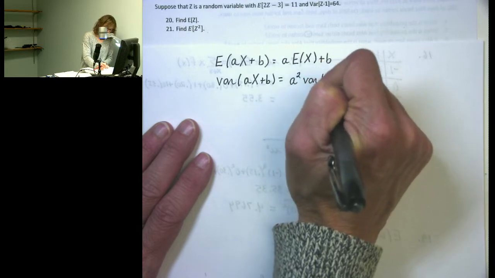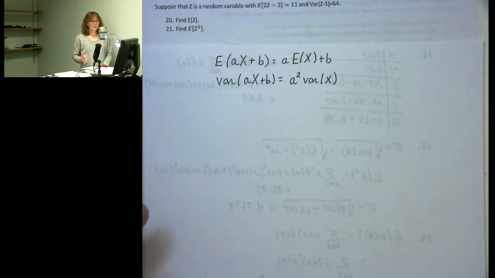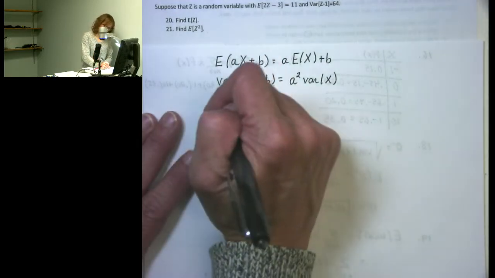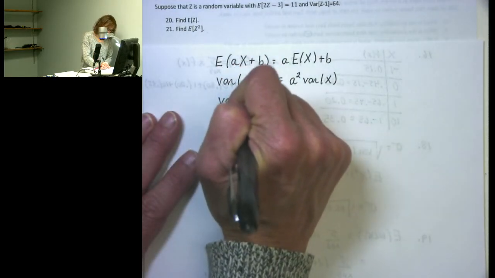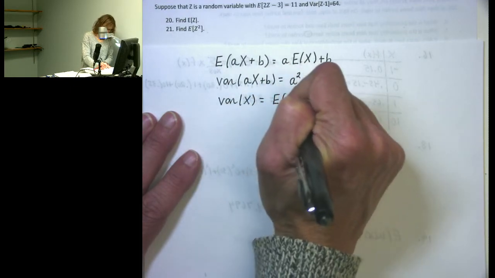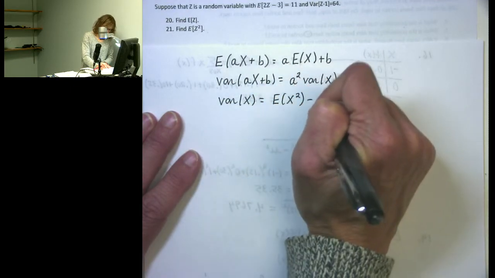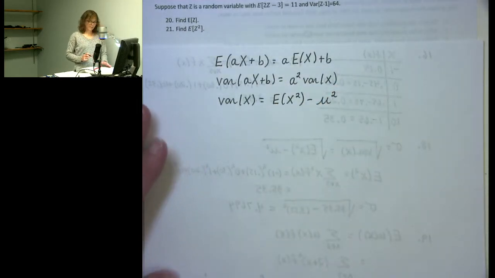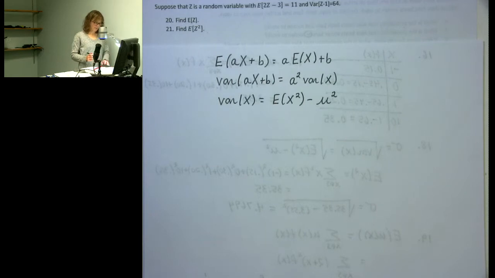And finally, another thing that we're going to need to use in order to answer this question is the fact that the variance of x is equal to the expected value of x squared minus the mean squared. Okay, so those are the pieces that we're going to need.